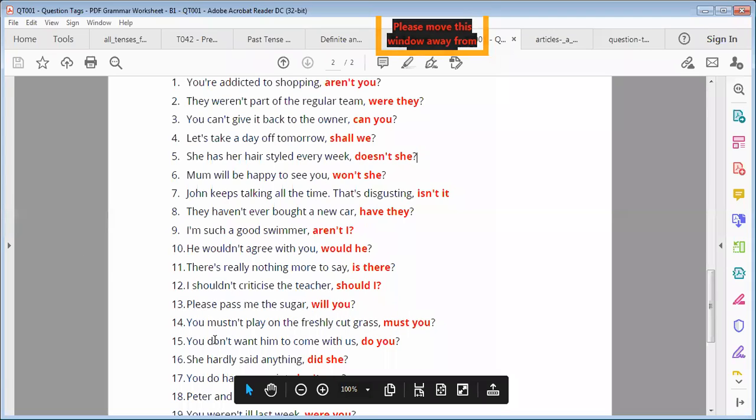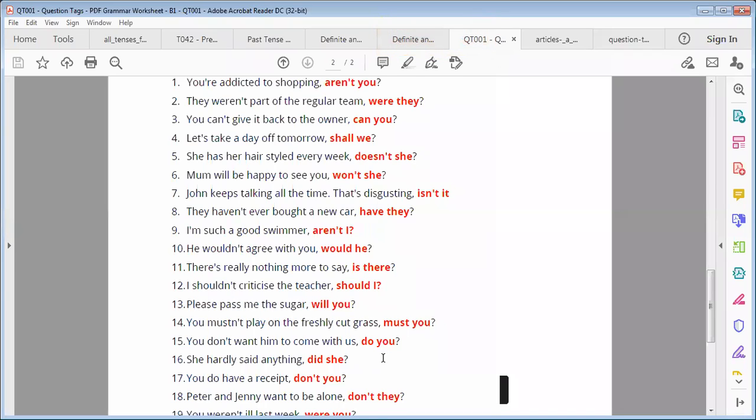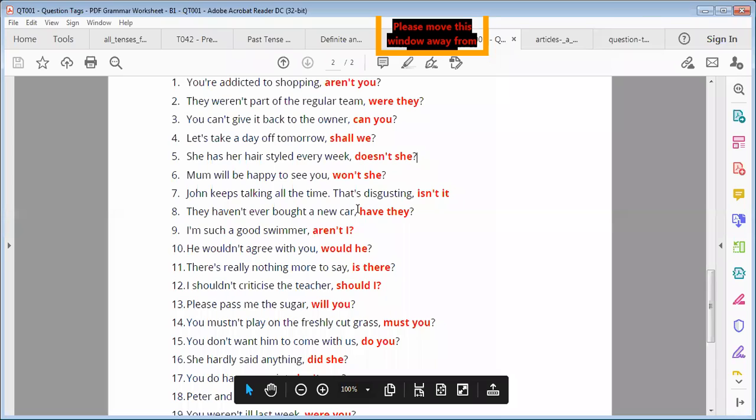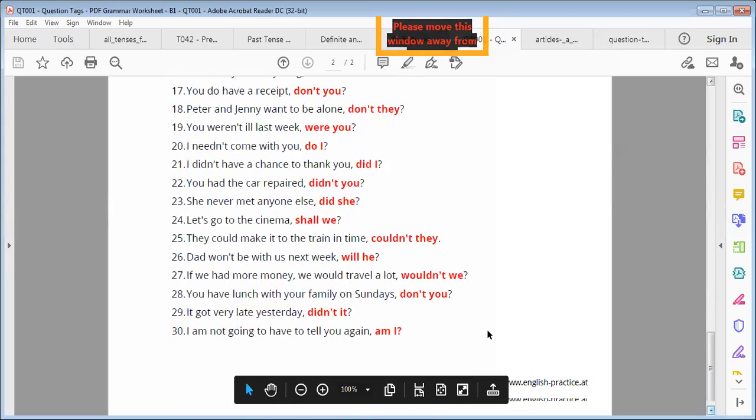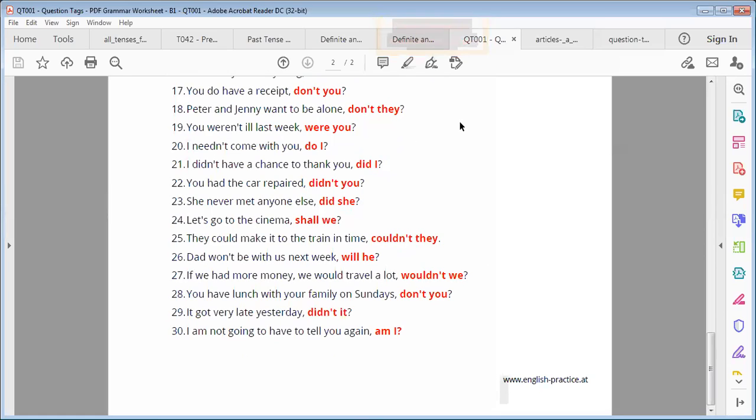It is a negative sentence, so do you in the 15th. Haven't. So have not. Have they. Have is present. Okay, there are many sentences remaining in this particular worksheet. So I'll share this worksheet with you. Okay, you can solve it at home.